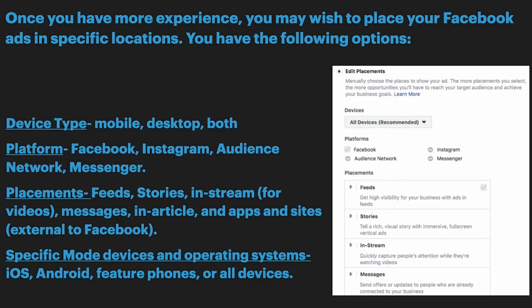Other decisions you get to make with placements are the device. You get to actually choose the device type, whether it's mobile or desktop or both, depending on what they're using. You get to actually pick the platform, whether that's Facebook, Instagram, or Messenger, so on and so forth. And you get the placement of it, whether that's feed or in the stories. Now there's tons of stories, the in-stream videos, there's messages, there's in-articles, apps, and there's tons of sites that are located and connected to Facebook that they'll put their ad on as well. And Facebook even will put ads external to Facebook.